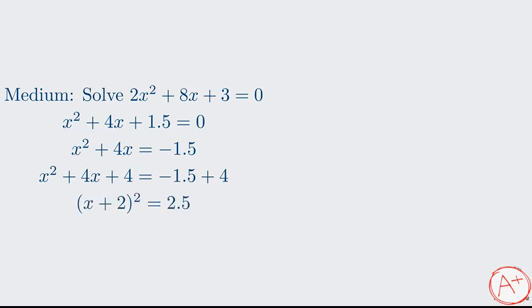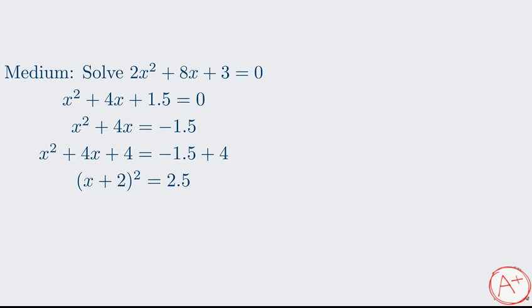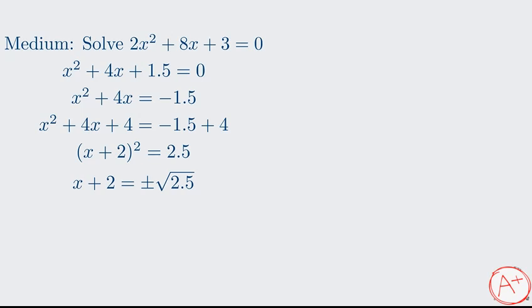Now we factor the left side into a perfect square. x plus 2 squared equals 2.5. Take the square root of both sides, giving x plus 2 equals plus or minus the square root of 2.5. Finally, x equals negative 2 plus or minus the square root of 2.5.